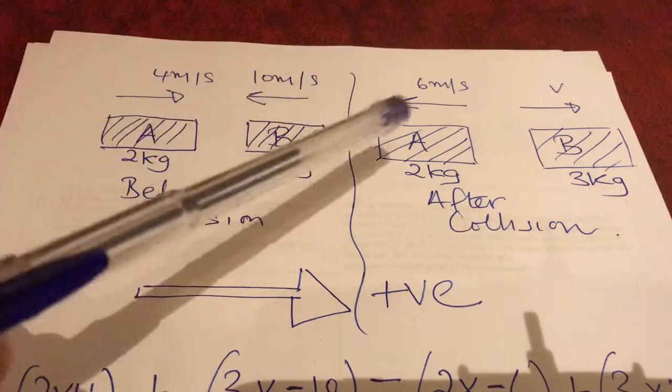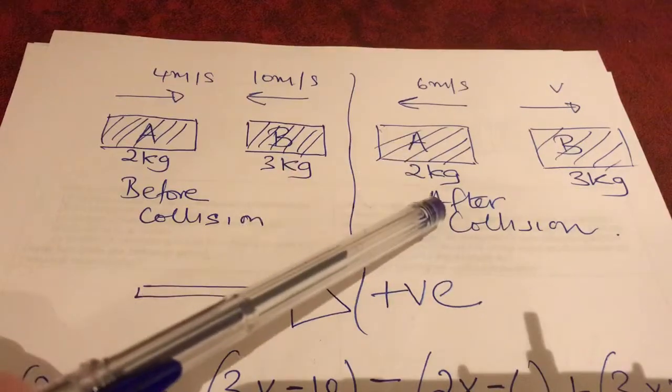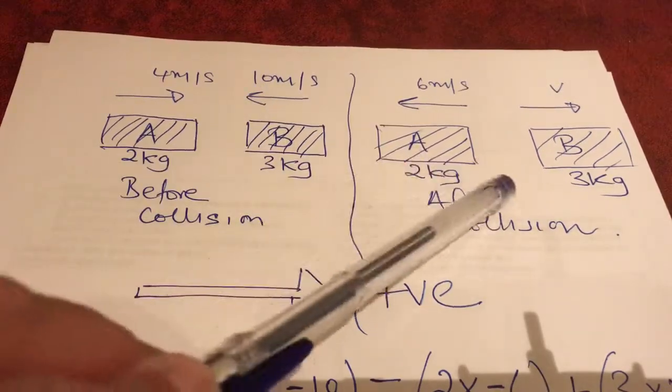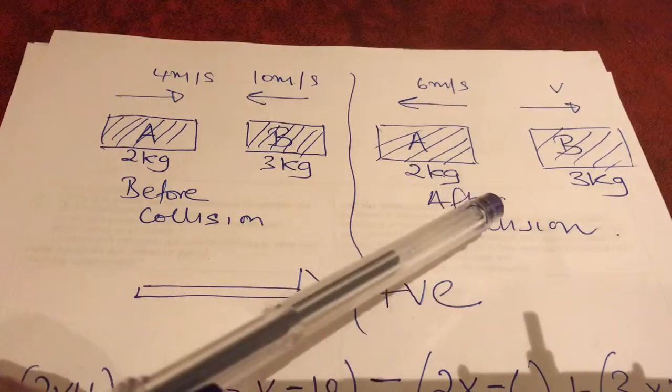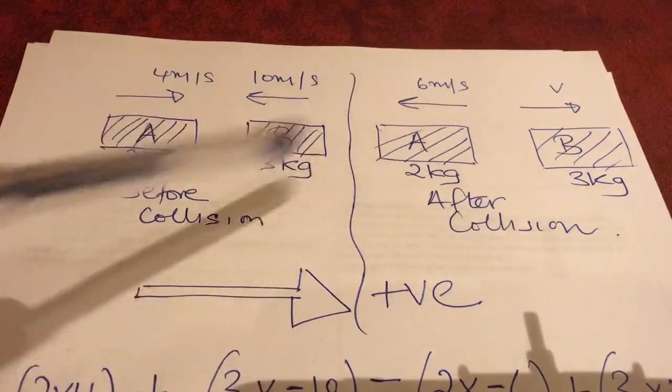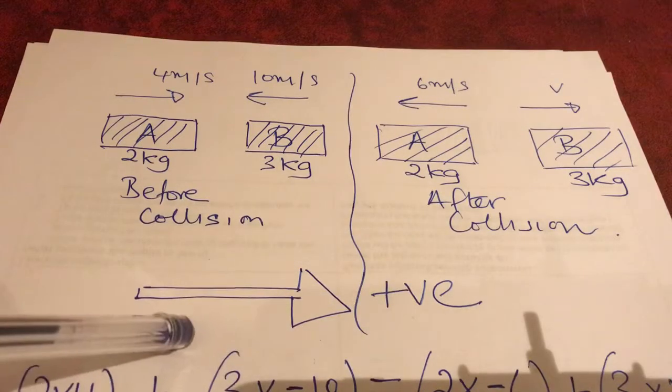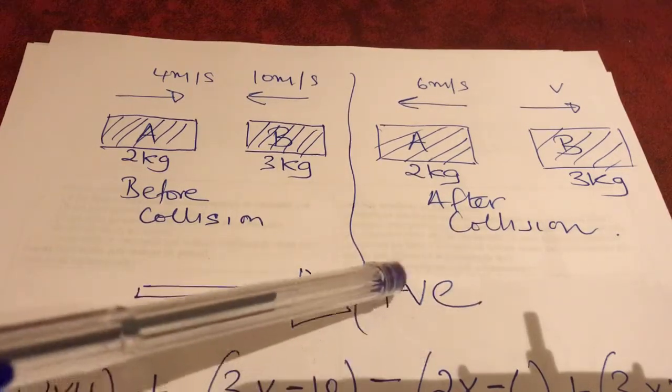We're also going to assume that after the collision, both of the objects impact and then move off in opposite directions as shown here. So we've put that quite clearly here, before and after collision, but we've also stated that everything going towards the right is going to be positive.